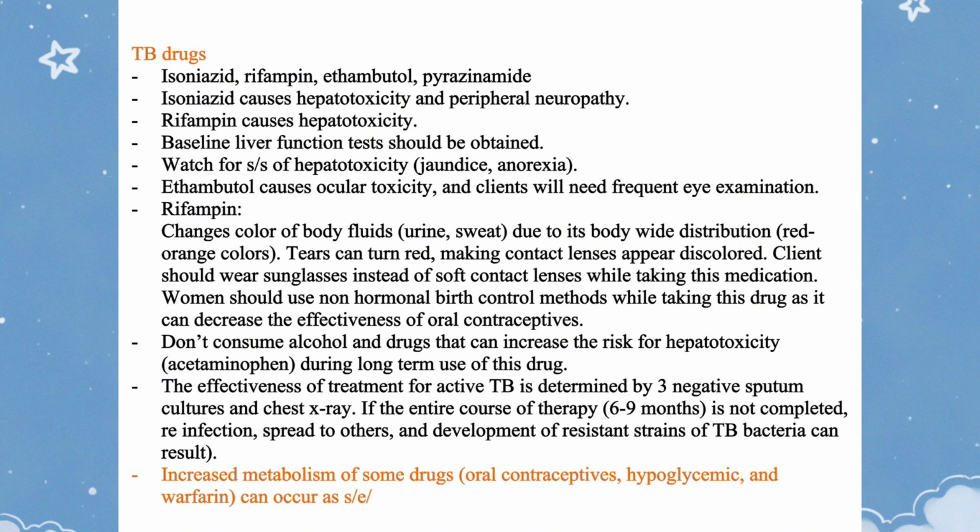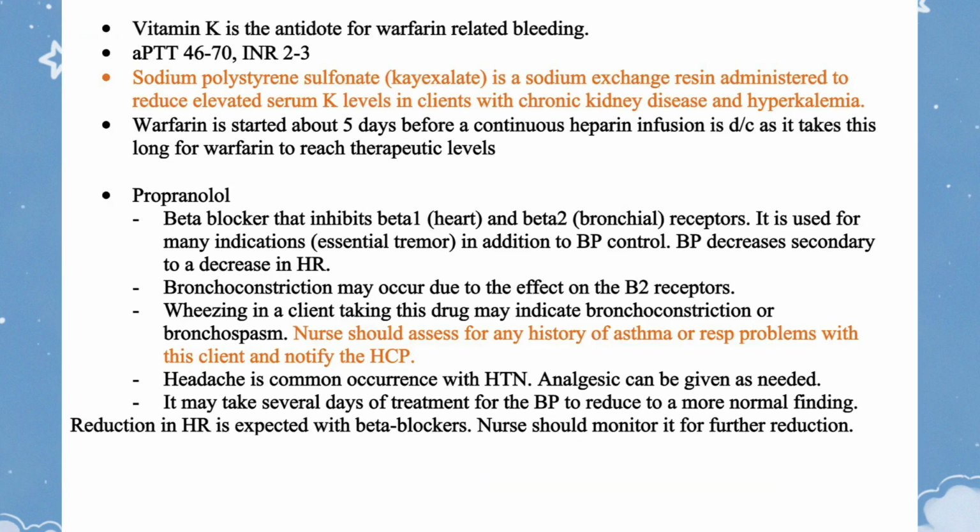The effectiveness of treatment for active TB is determined by 3 negative sputum cultures and chest X-ray. If the entire course of therapy, 6-9 months, is not completed, reinfection, spread to others, and development of resistant strains of TB bacteria can result. Increased metabolism of some drugs, oral contraceptives, hypoglycemics, and warfarin can occur as side effects. Vitamin K is the antidote for warfarin-related bleeding.